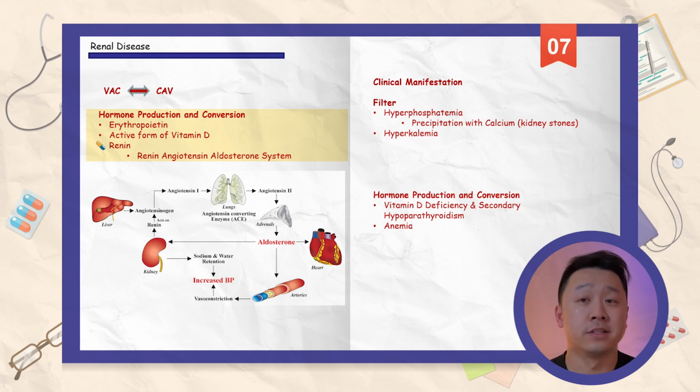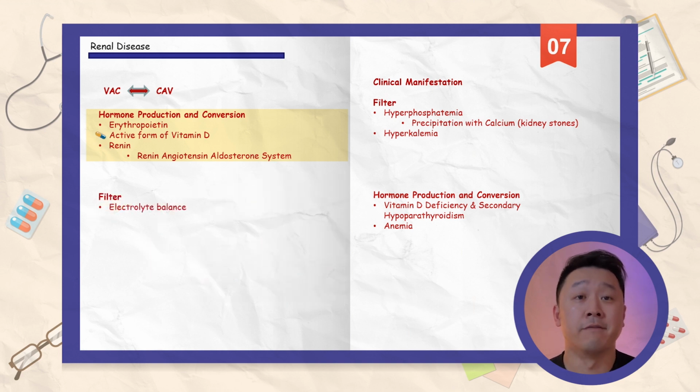The RAS is known as the renin-angiotensin-aldosterone system. As a result, renin plays a huge role in the regulation of blood pressure. And finally, the kidney converts vitamin D to the more active form to help calcium absorption. Let's now look at the different clinical manifestations of the kidney.